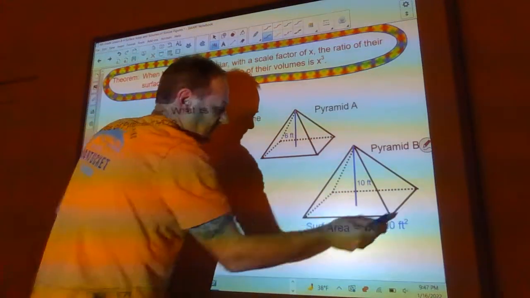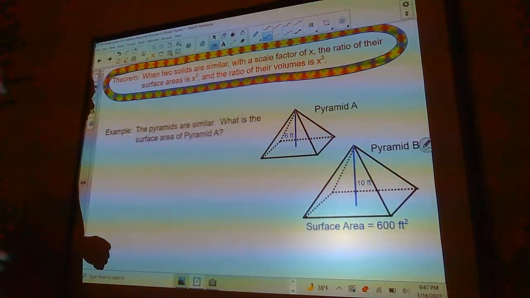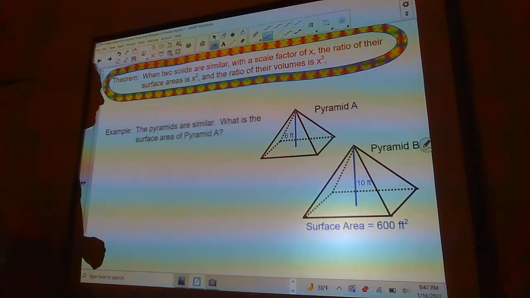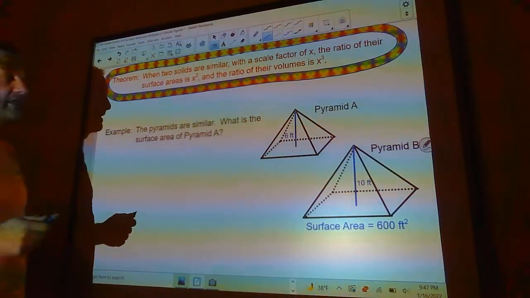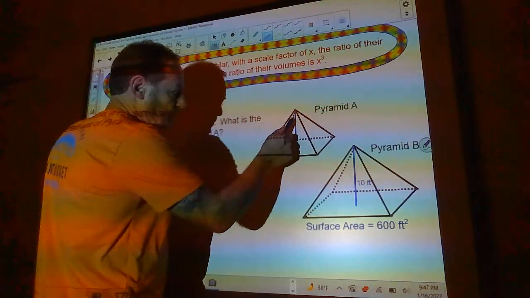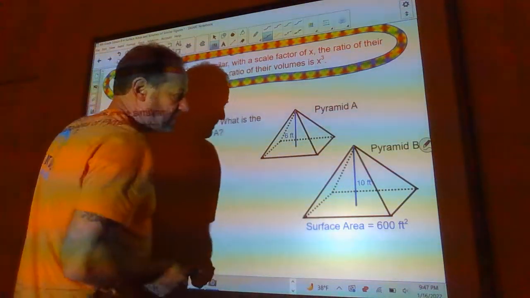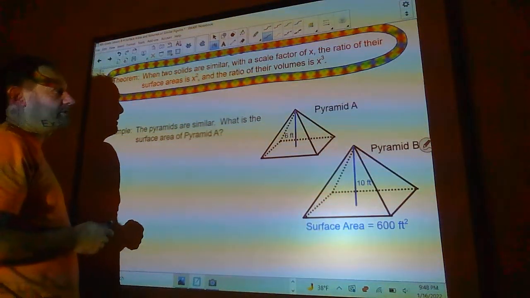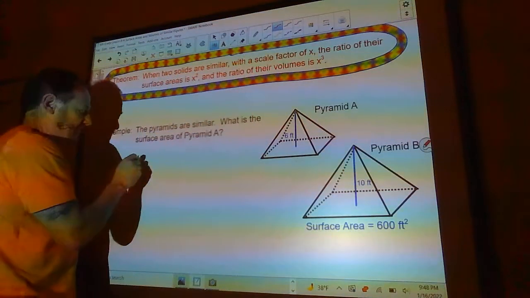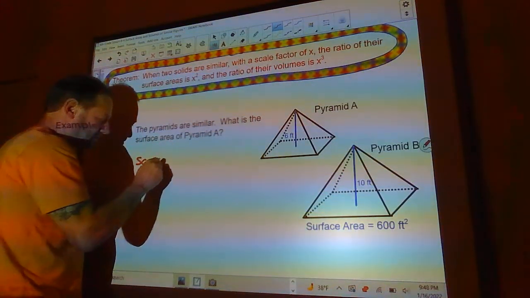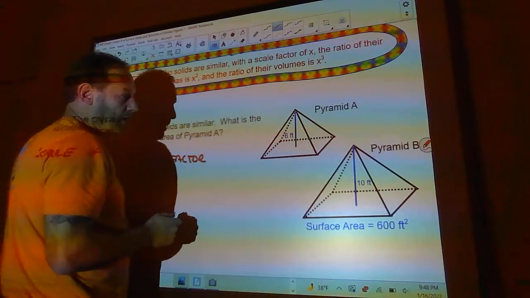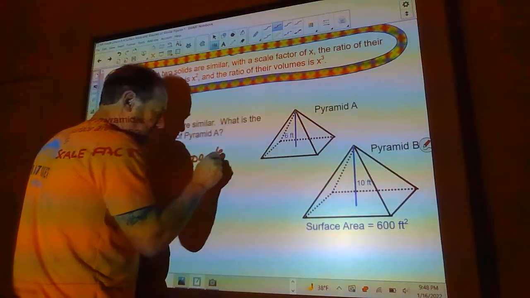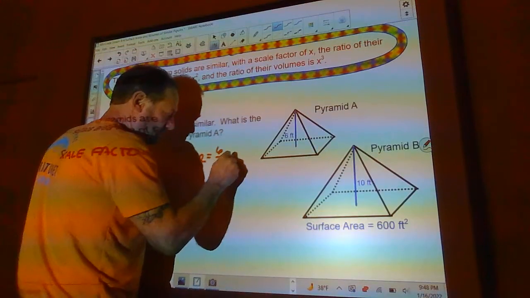So these two pyramids are similar. What is the surface area of pyramid A? The first thing you need to do is calculate the scale factor. So I find two edges or pieces of length that are related to each other. And so the scale factor will be 6 to 10, or 3/5.